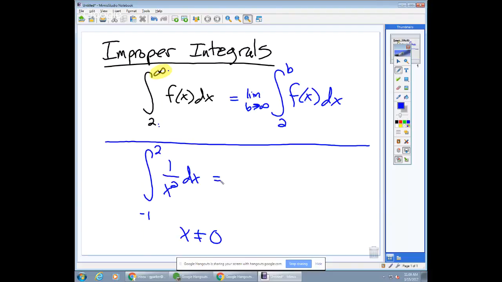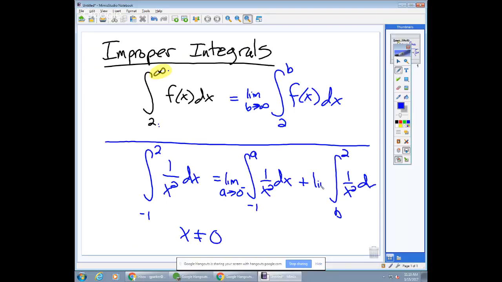We would have to say this is equal to the integral from -1 to, let's call it a, of 1 over x squared dx, and then we would have to take the limit of that chunk as a goes to 0 from the left-hand side. And we would have to add that to the integral from b to 2 of 1 over x squared dx, and take the limit as b goes to 0 from the right side.